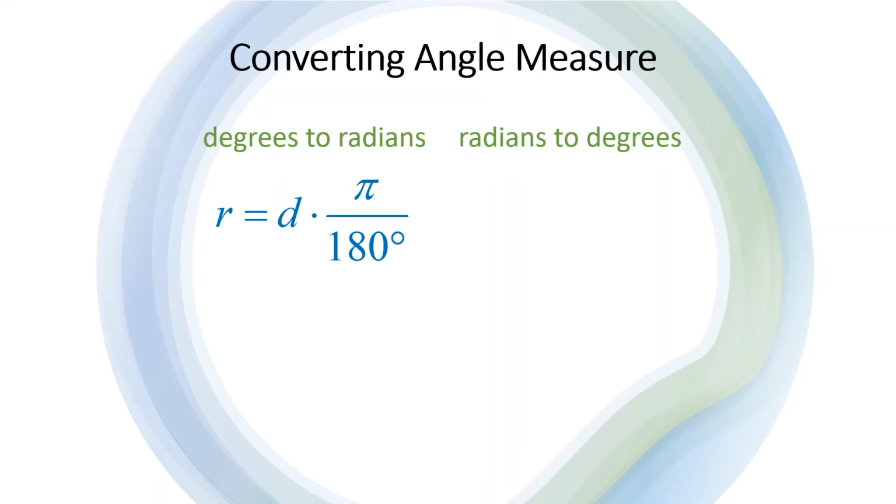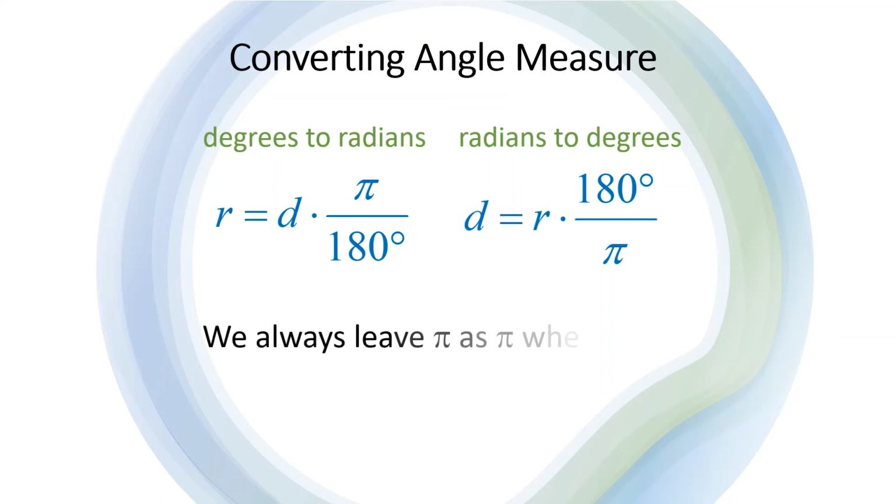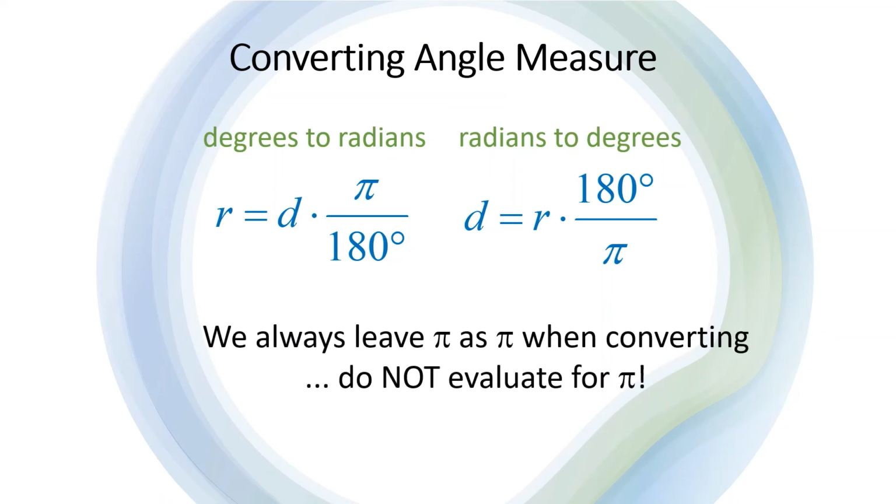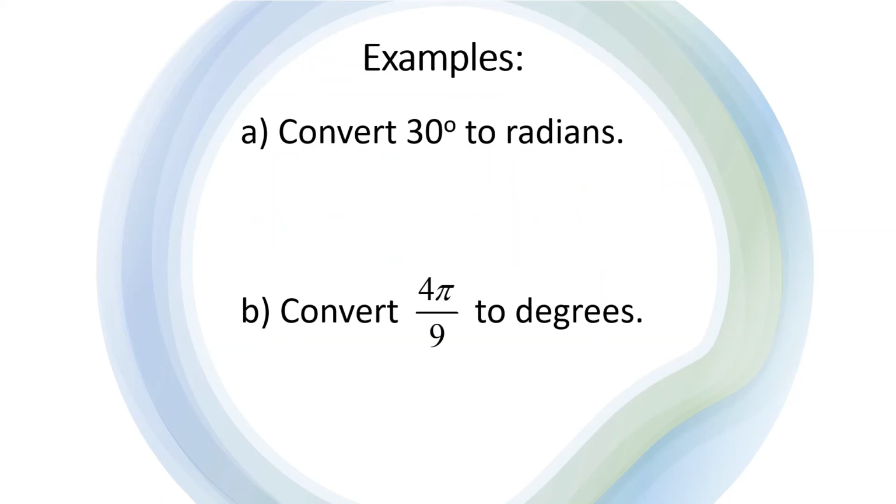If we wanted to convert radians to degrees, we would multiply the given radian measure by 180 degrees over pi. Again, 180 degrees and pi are the same sized angle. We're just multiplying by 1, but changing the unit of measure. We always want to leave pi as pi when we're converting. Do not plug in a value or use the pi button on your calculator. We don't want decimals. Here are a couple of simple examples.